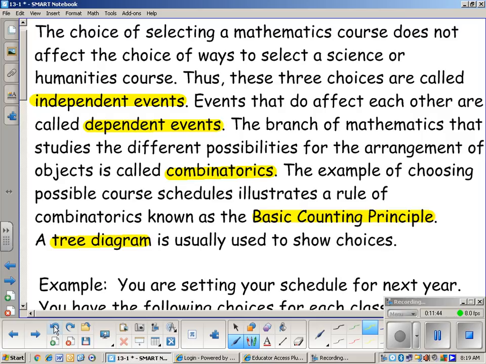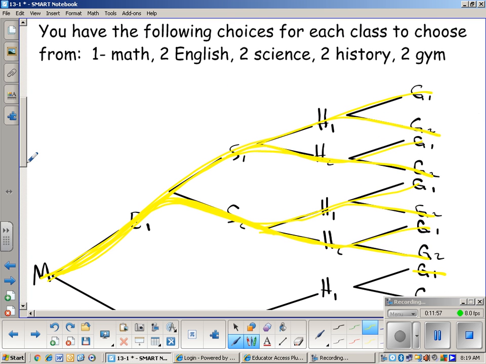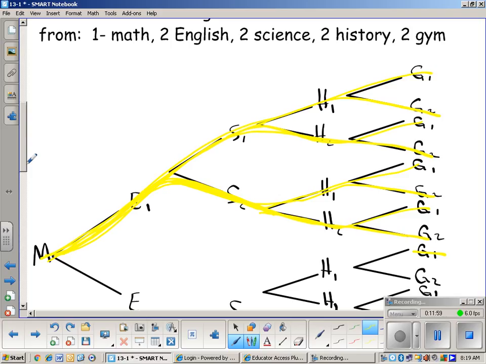Moving back to what we're really talking about here, the choice of selecting a mathematics class or course does not affect the choice of ways to select a science. To make it real to what we're talking about, there was only one math class to choose from, but the way I chose my 2 English classes did not affect the way I chose my science classes. They were totally separate, weren't they? If I chose English 1, it didn't affect the fact that I still could choose Science 1 or Science 2.